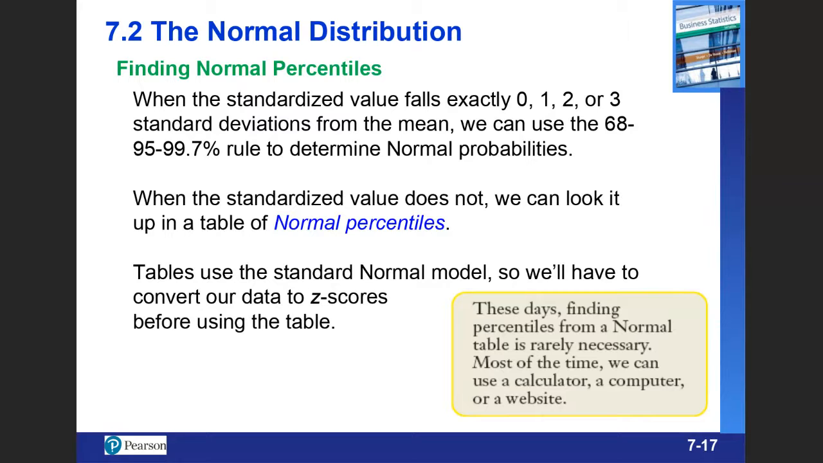So tables use the standard normal model. So we'll have to convert our data to z-scores before using the table. Now all this time you have used X values, the GMAT scores. They were not Z values, they were X values. So in order to use a table, you can only use Z scores or Z values. These days, finding percentiles from a normal table is rarely necessary. Most of the time, we can use a calculator, a computer, or a website.